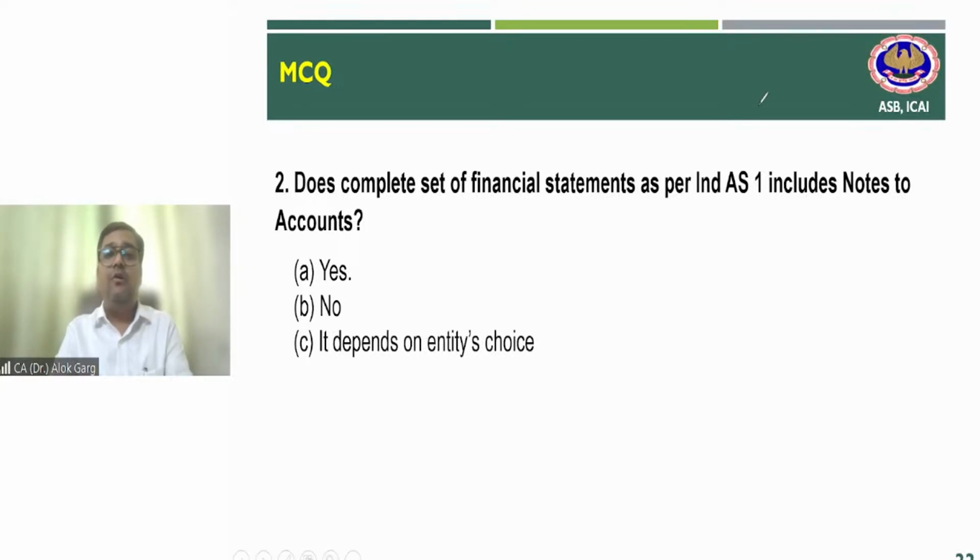You are right. It includes. Yes. Right answer is A. A is the right answer. 2A is the right answer. Yes.